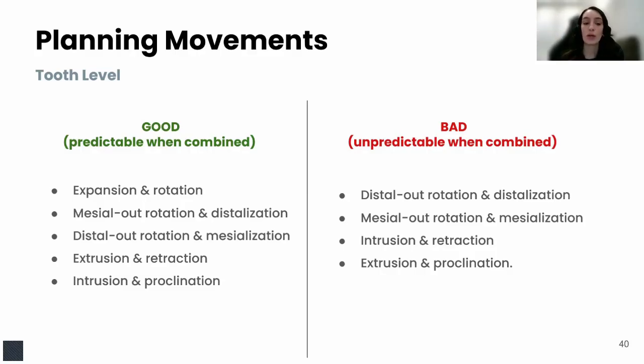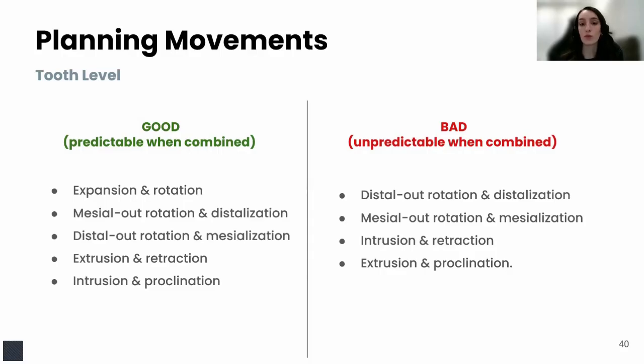We can also combine distal out rotations with mesialization. We can also combine extrusion and retraction, and we already said that this is because whenever I retract a tooth, I will get some sort of relative extrusion. And the same is true for intrusion and proclination. Whenever I procline a tooth, I will get some sort of relative intrusion. So combining these two together will definitely lead to better expression of both of these movements.